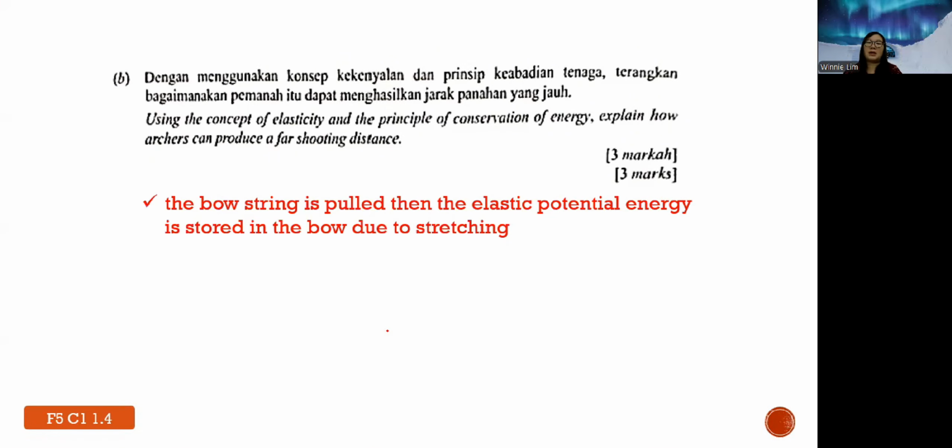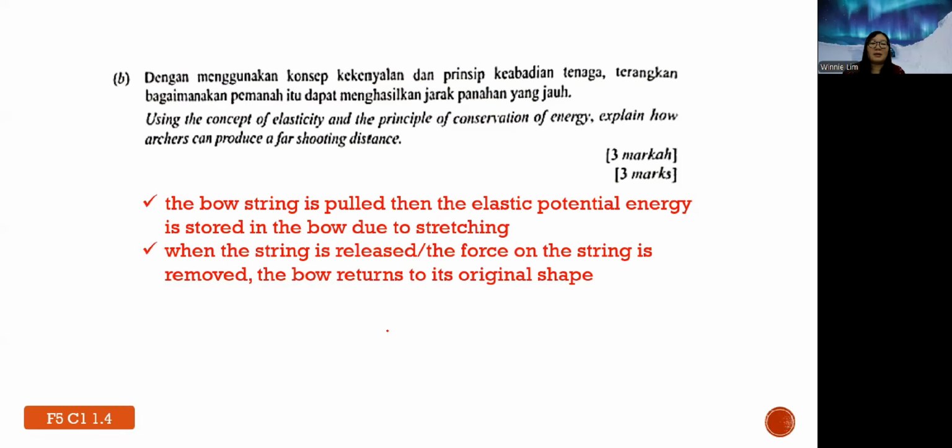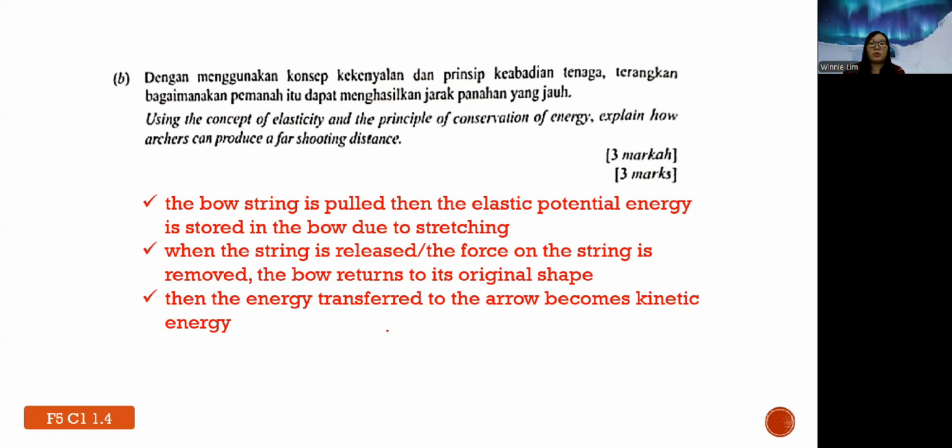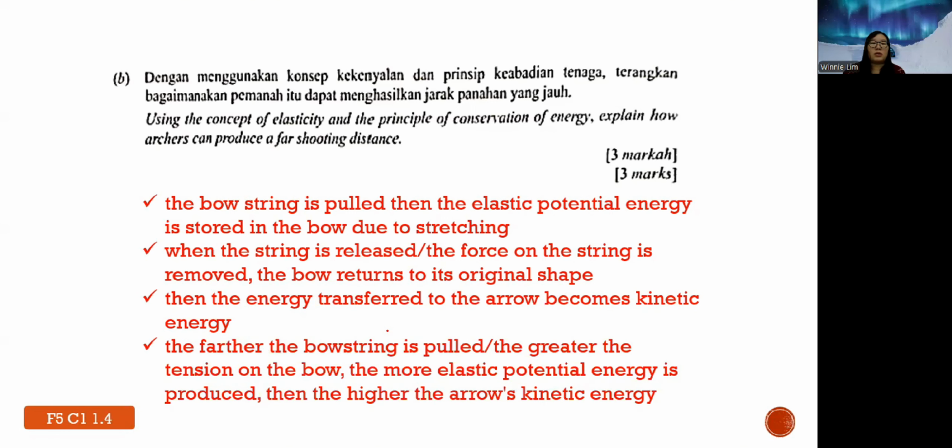Firstly, when the bowstring is pulled, what energy is being stored? Elastic potential energy is stored in the bow. When you release it, the bow goes back to its original shape and size based on elasticity. Then the energy is transferred to the arrow as kinetic energy. The further the bowstring is pulled, the greater the tension, and the more energy stored, the higher the kinetic energy that causes the arrow to move further. This kind of question is generally 4 marks.